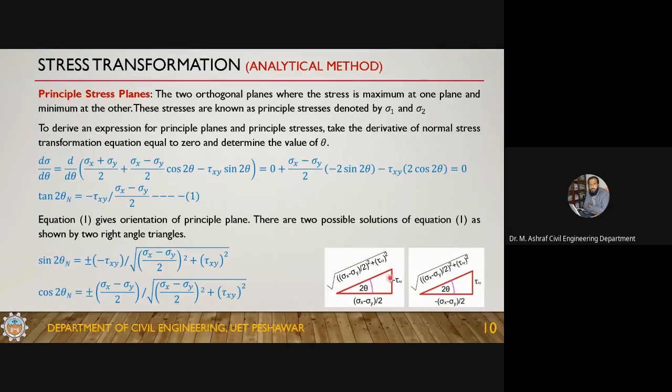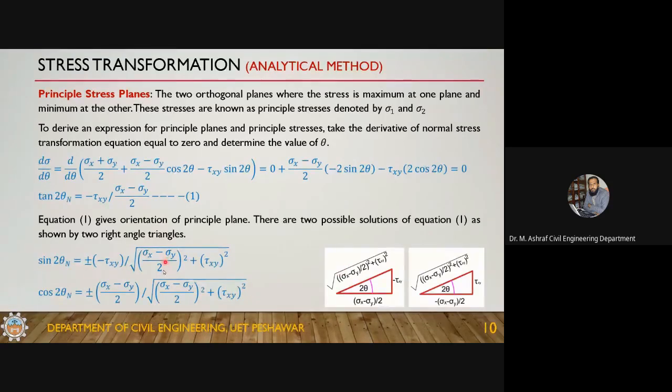Now, for these two triangles, if I calculate sine of theta, so for the first triangle, the sine of 2 theta is this divided by, I've calculated this according to the Pythagoras theorem. This is a right angle triangle, so this square plus this square under the root will give me this one. This hypotenuse, or this inclined length of this one. Okay, so sine theta for this is this divided by this.